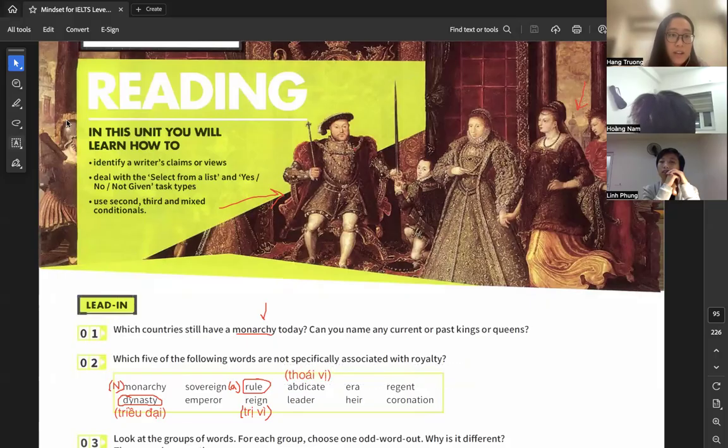Còn leader là một từ rất chung, đúng không? Thời hiện đại leader cũng dùng được, leader của một nhóm làm việc ở trong đại học thôi cũng là leader được. Ok. Era là gì nhỉ? Một thời, đúng không? Đây cũng là một từ rất chung, không chỉ dùng trong context royalty. Ok, heir, what does it mean, heir?